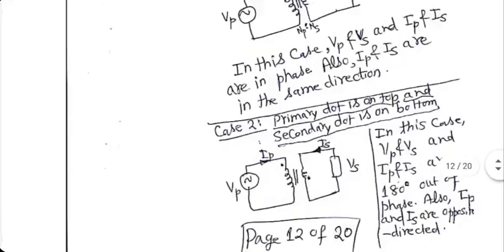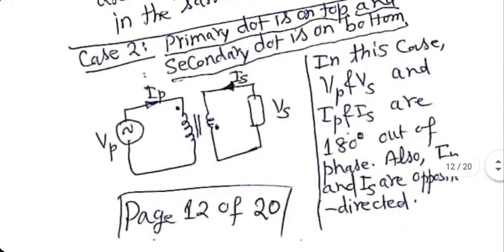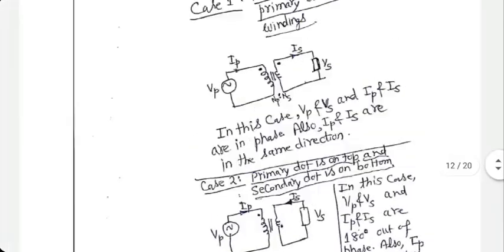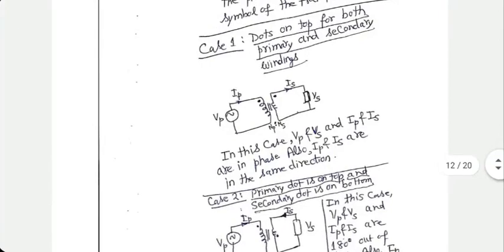If the other kind of convention is given, that means one dot is on top, the other at the bottom, what it means is VP and VS are 180 degrees out of phase, and IP and IS are also 180 degrees out of phase. And on top of it, both IP and IS are assumed to be going in. In this case, I would generally avoid case 2 for most of the things I will be asking you. By default, you assume that both the dots are on the top. So VP and VS are in phase, IP and IS are in phase, IP is going in, IS is coming out, which is more logical, practically speaking.